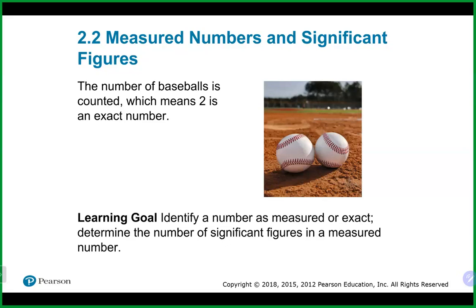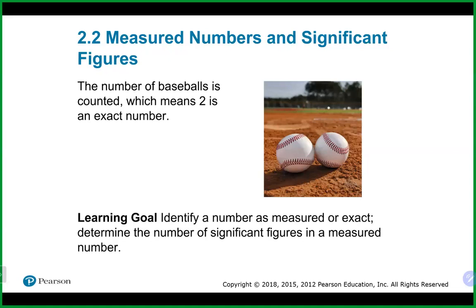So there's really two types of numbers that we come across. One is a measured number, which is something that obviously is derived from some type of measurement. There's also, as we'll talk about, what is sometimes referred to as exact numbers, which are not really measured numbers. Those are things that are either counted or some type of definition.